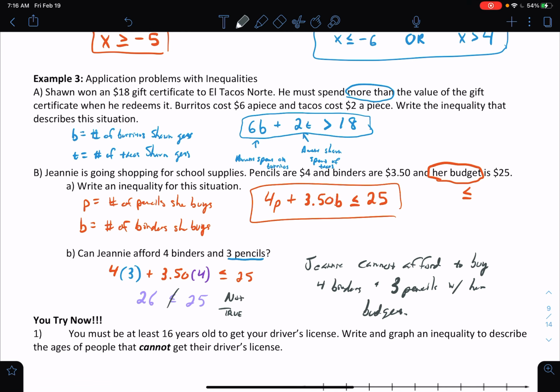Instead of an equal sign, you're just looking for that key phrase to determine what type of inequality symbol you're going to be using. So you've got 3 You Try Nows here. Go ahead and work on those. We'll go over those in class.